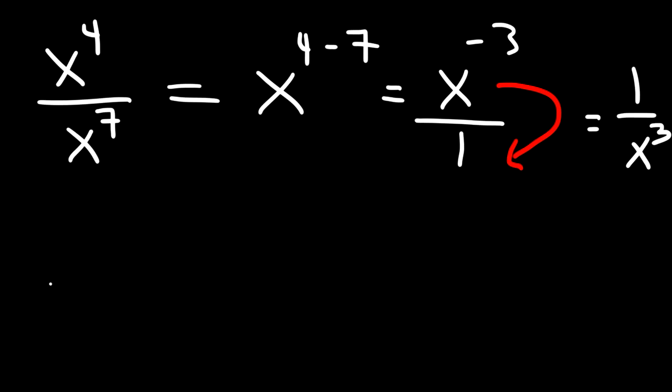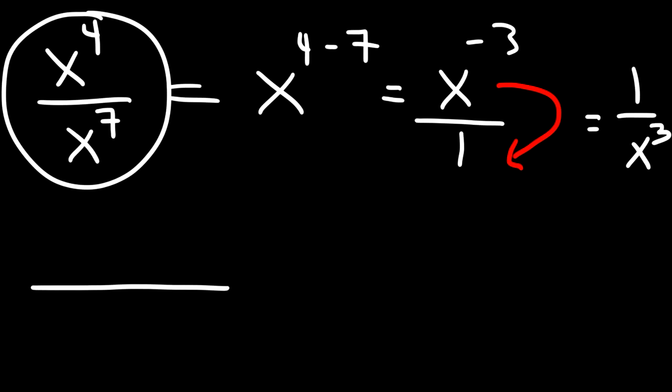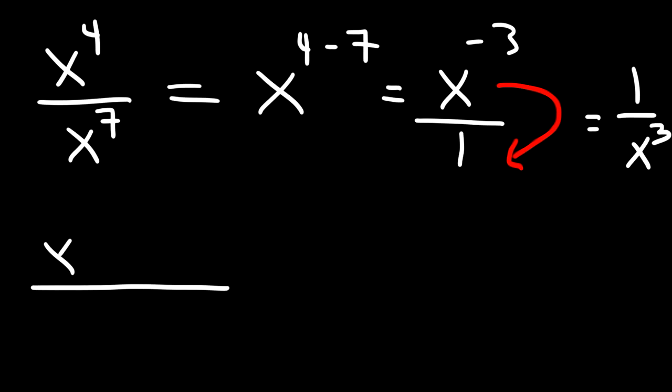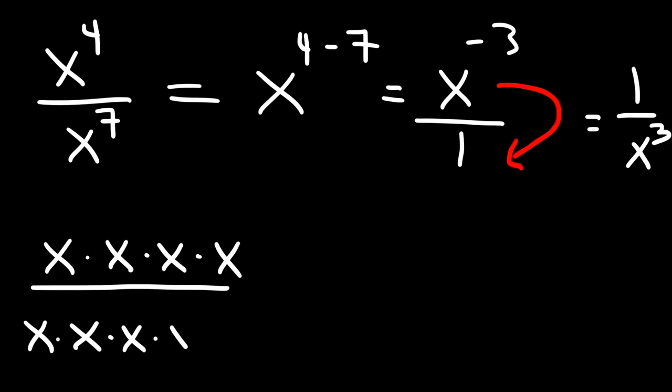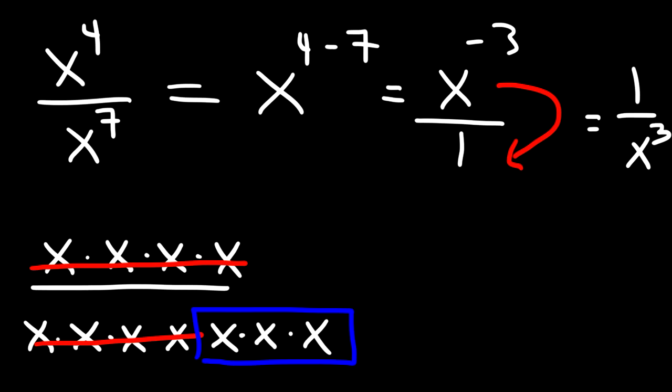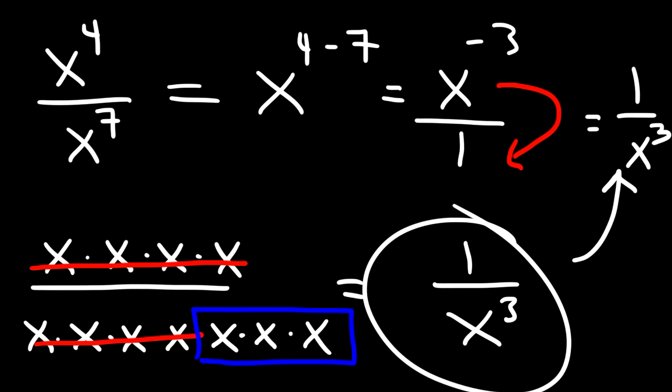To see why that's the case, we need to expand the original problem. x to the 4th is x times x times x times x. x to the 7th power is the multiplication of 7 x variables. Now we can cancel 4 at a time, and notice that we have 3 x variables in the bottom of the fraction. So therefore, this is going to be 1 over x cubed. And we can see why that's the case now.